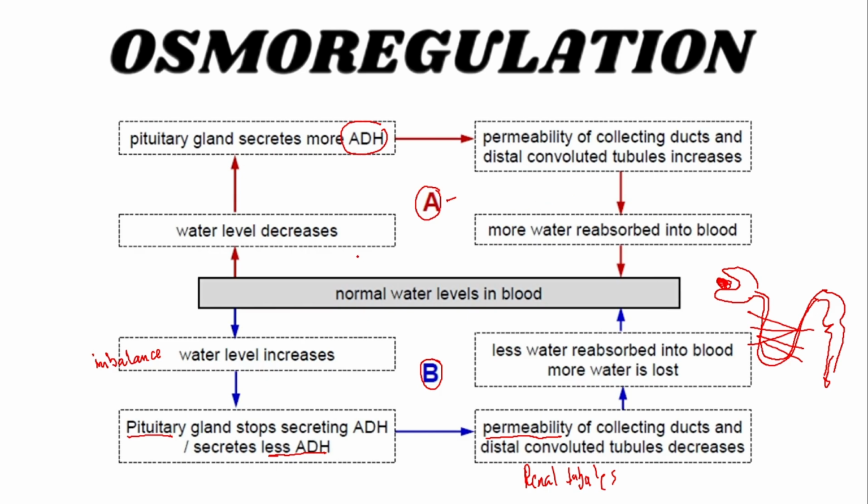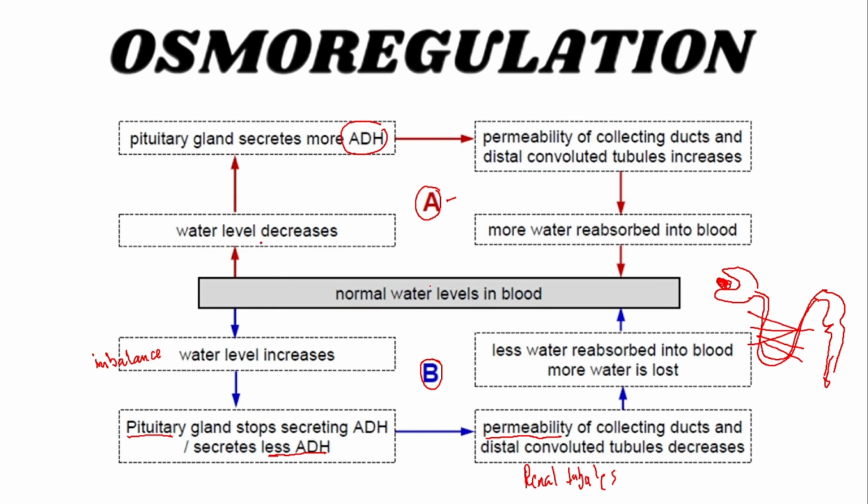This is just a nice summary of it. You need to understand what happens there. And then in this case, we have osmoregulation when there's less water, when the water level decreases. That's also going to be another imbalance from its normal water level.